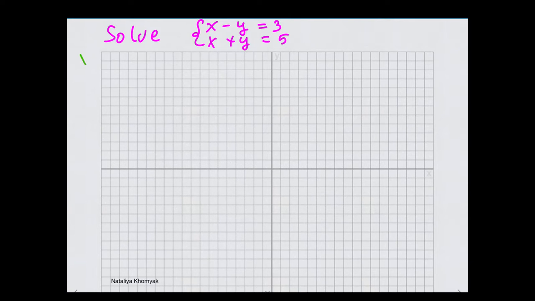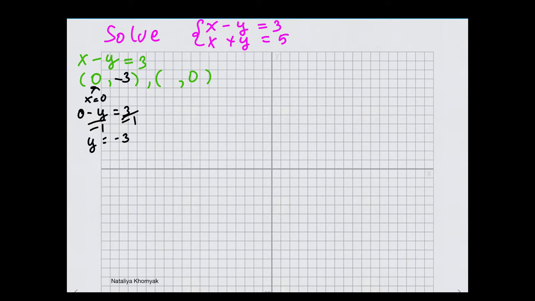I'm going to graph x minus y equals 3 in green. Since x and y are on the same side of the equal sign, I'm going to graph this using the intercepts method. The y-intercept is when x is equal to 0, and the x-intercept is when y is equal to 0. So I'm going to plug x equals 0 into the equation. We have 0 minus y equals 3, so negative y equals 3. Dividing by negative 1, positive y equals negative 3.